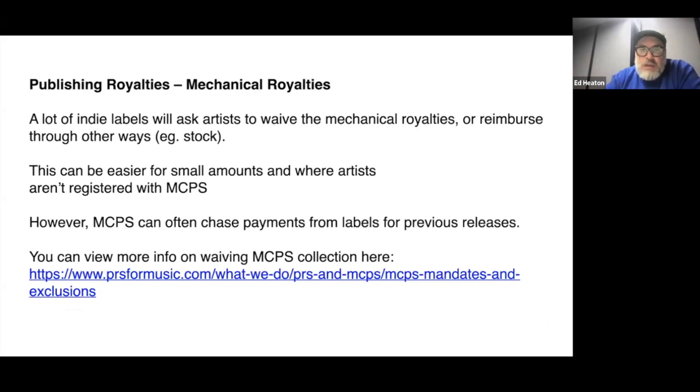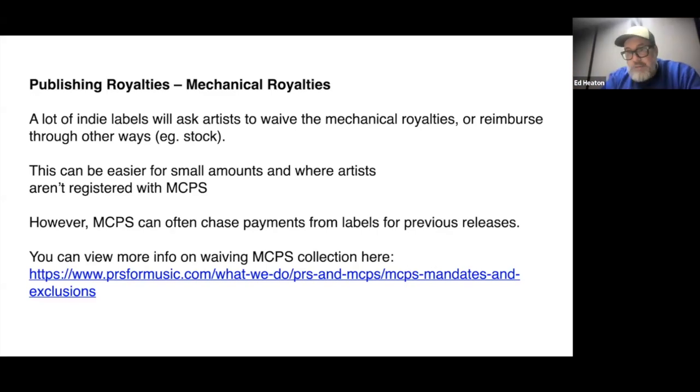A lot of indie labels will ask you to waive mechanical royalties or reimburse them through other ways, e.g. stock. Essentially, the indie labels don't have to pay an upfront fee for reproducing your music. They will ask you to waive your mechanical rights, or they will pay you back through stock that you can sell at gigs and things like that. This can be easier for small amounts where an artist isn't registered with MCPS. However, MCPS can often chase payments for labels for previous releases.